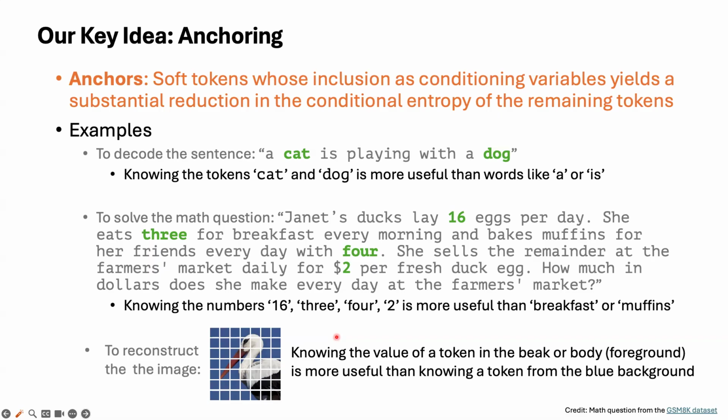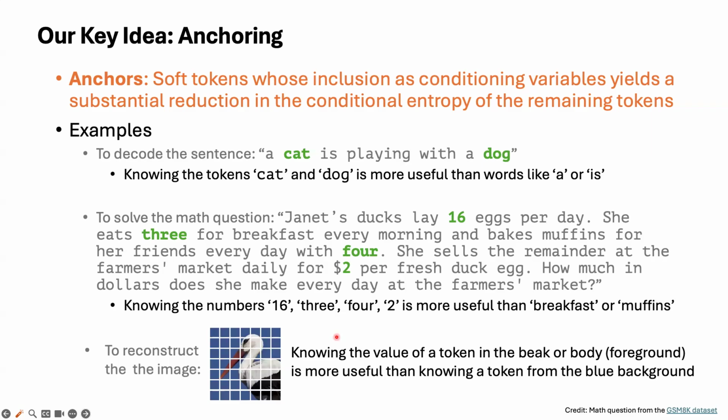Another example. This is from the GSM8K dataset. Janet's ducks lay 16 eggs per day. She eats 3 for breakfast each morning and bakes muffins for her friends every day with 4. And it goes on and finally asks, how much in dollars does she make every day at the farmer's market? If I have to give you a few words here, breakfast and muffins and farmer's market are not as important as the numbers 16, 3, 4, and 2. That's really critical for solving this problem. So those are what we would call anchors here.